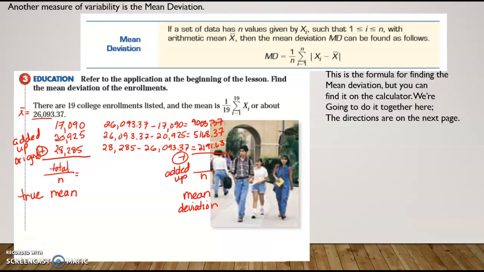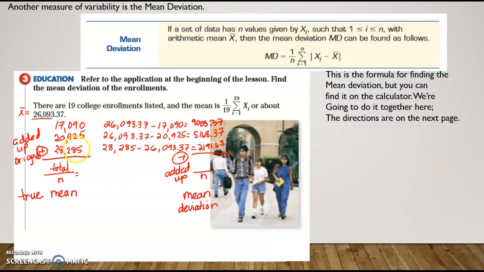It's Miss Casbera. I wanted to go back through this mean deviation. I noticed I was starting to run out of time, so I started talking faster and faster. You guys know what it's like when we were in class together. So I'm going to go back over this mean deviation that we had done right here.